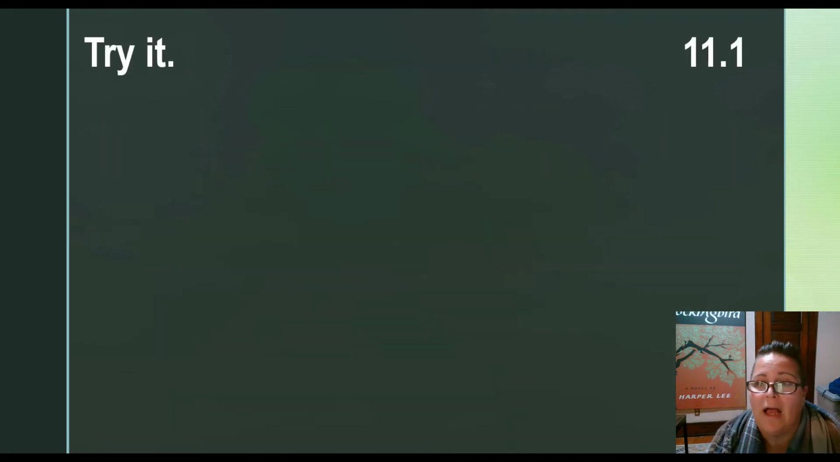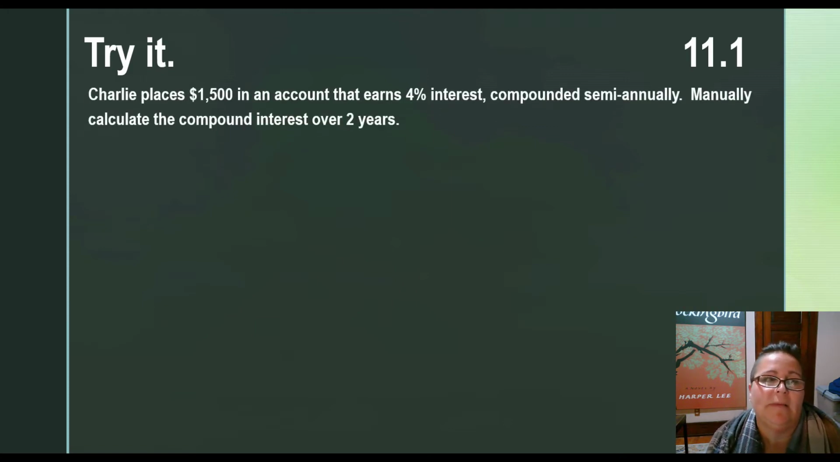So let's try one problem that we're going to do manually. Charlie places $1,500 in an account that earns 4% interest. We're going to compound it semi-annually. That's 2 times a year. We want to manually calculate the compounded interest over 2 years. So what happens is every 6 months, at regular intervals, we're going to calculate what the interest is, and we're going to put it into the account and add it to the principal.